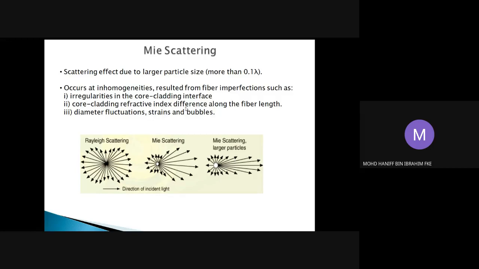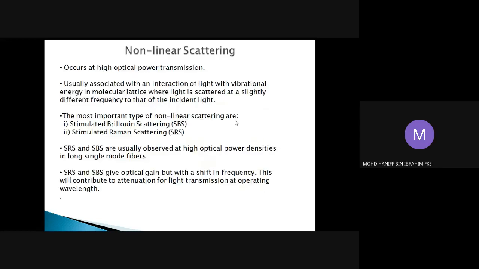The core-cladding refractive index difference along the fiber length. So numbers 1 and 2 are interrelated: core-cladding interface irregularities or surface roughness are also related to the refractive index difference, because of different materials used. Number 3 is fluctuation, the strains and bubbles in the fiber. I mentioned earlier in this lecture that in fiber fabrication we have formations of bubbles and strains in the core. The size of these bubbles and strains is quite big, and when light strikes them it incurs scattering, which falls under the category of Mie scattering.